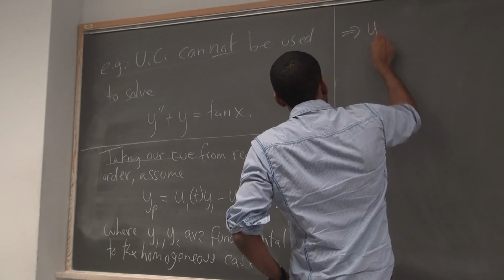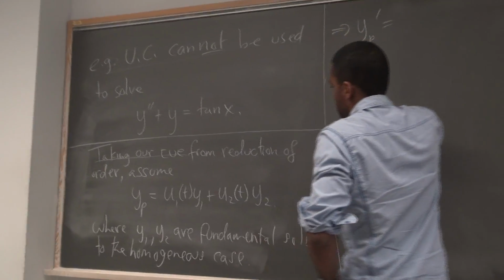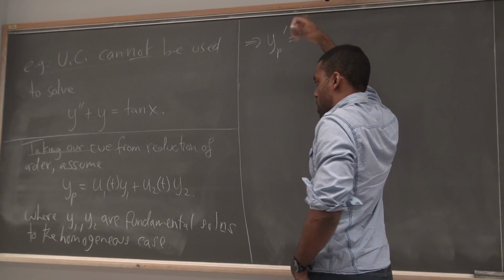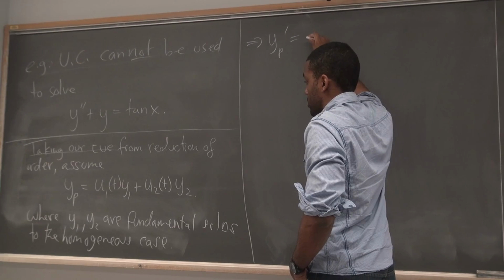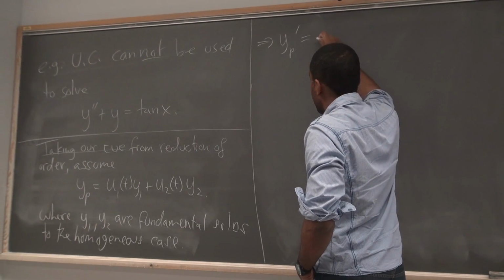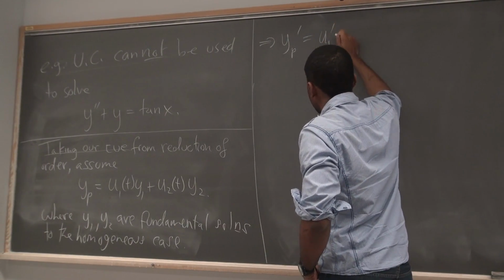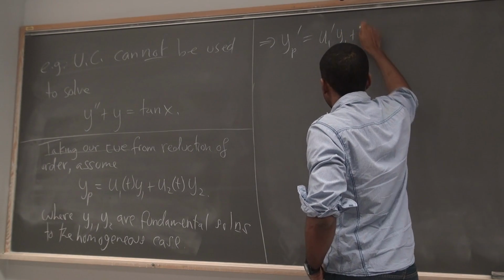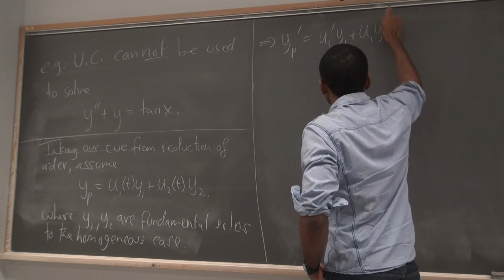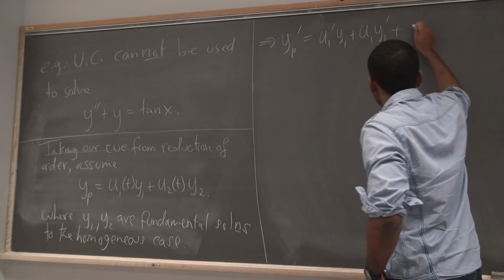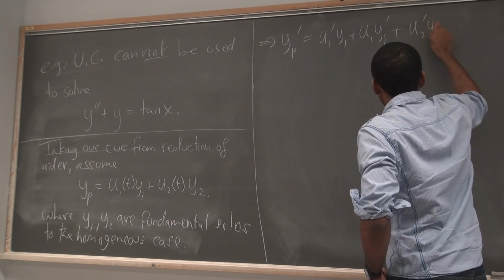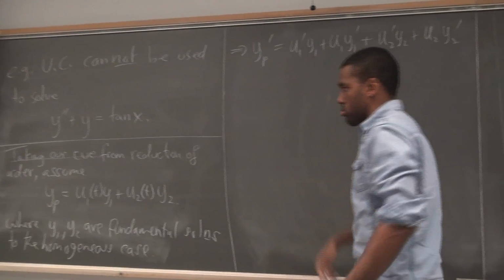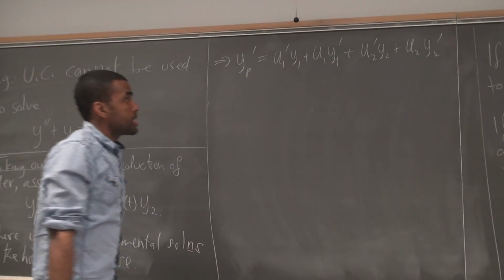This would mean that yp prime would look like what? Yp prime would look like u1 prime y1 plus u1 y1 prime plus u2 prime y2 plus u2 y2 prime, right? So just product rule, okay?